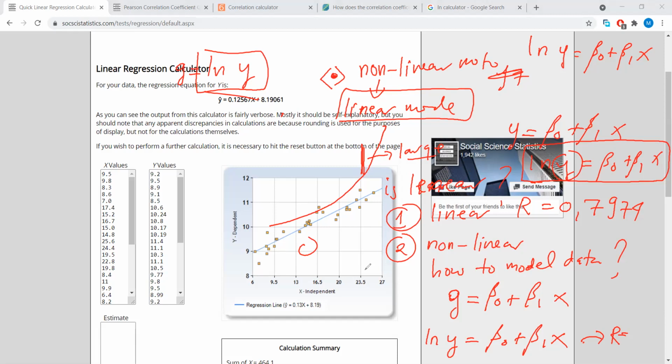Can you compute the correlation coefficients? Okay, wait, sir.